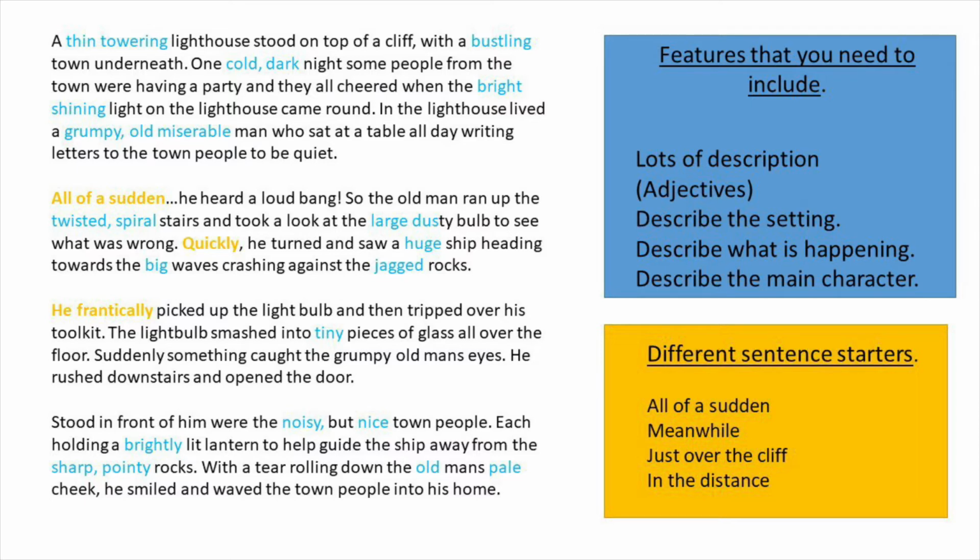So as you can see, I've put quite a few adjectives in just the first paragraph. So remember, you need to describe the setting, you need to set the scene for your first paragraph. So describing the lighthouse, you need to describe perhaps the main character, so the grumpy old man, and also describe what's happening. So what is he doing? So at the beginning of the clip, he's sitting at a table, so maybe perhaps describe what he's actually doing, what letters he's writing. It doesn't have to be exactly like mine.